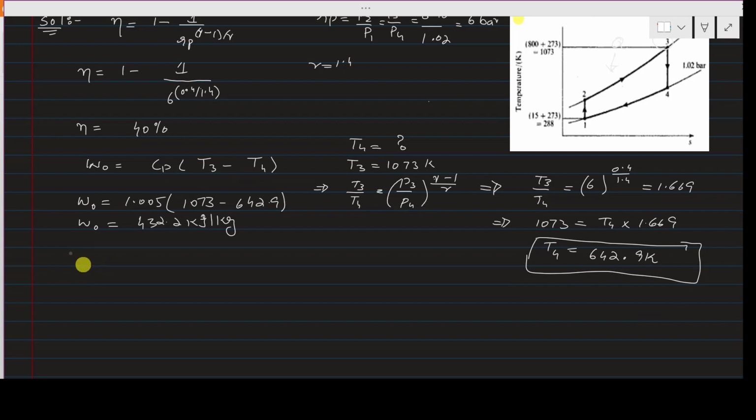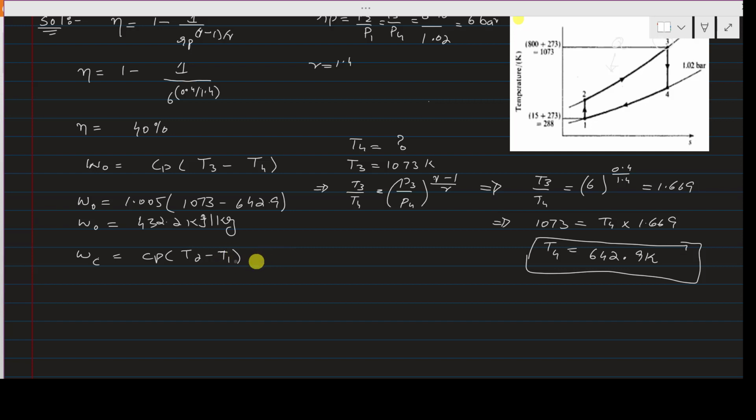Next, we have to find the work that is supplied to the compressor to run the compressor. We have to supply that work, so we denote it by WC. The work required to run the compressor is calculated from temperature T1 to T2. The temperature T2 is unknown in this case, but the temperature T1 is known, so that is Cp into T2 minus T1.